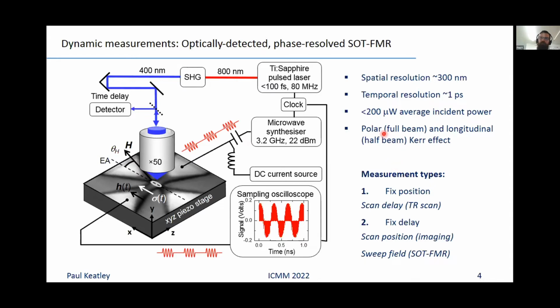By measuring the full reflected beam, we can sense the out-of-plane component of the magnetization by the polar Kerr effect. If we block half the beam, the high numerical aperture lens allows us to access the longitudinal Kerr effect. The types of measurements we perform: one is to fix the position on the sample and scan the time delay, so that's a time resolved scan. The other two measurements are to fix the time delay and scan the position for a time resolved image, or sweep the field, which gives us our spin orbit torque FMR spectrum.